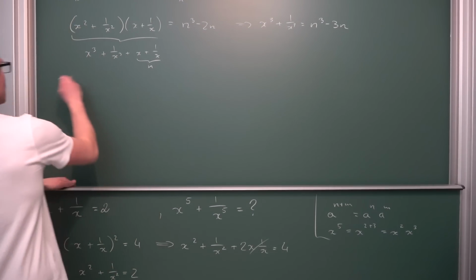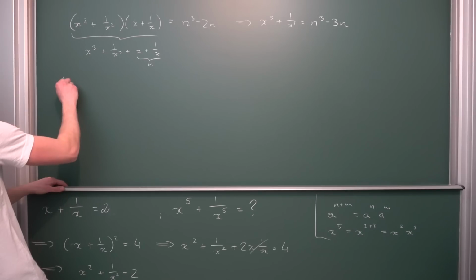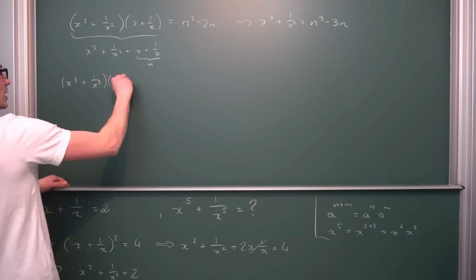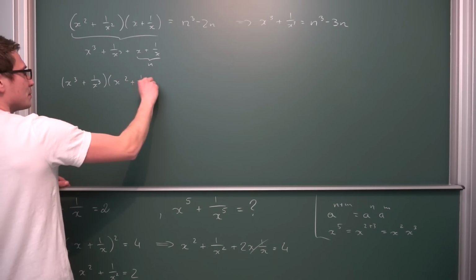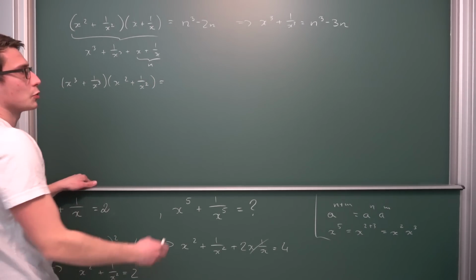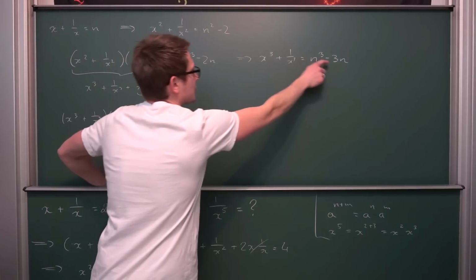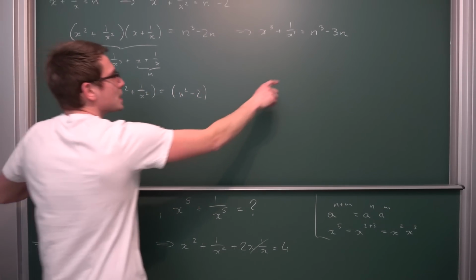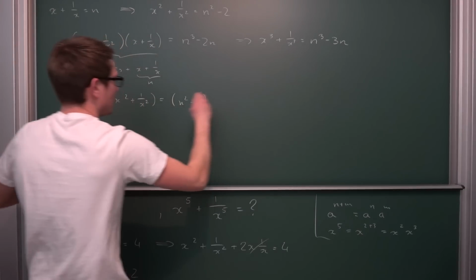What we also find out, or found out before, is that if we multiply x cubed plus 1 over x cubed with x squared plus 1 over x squared, what we're going to get is, on the one hand, the multiplication of these two, obviously. So we are going to get n squared minus 2. And this thing right here, we can factor out a common factor of n.